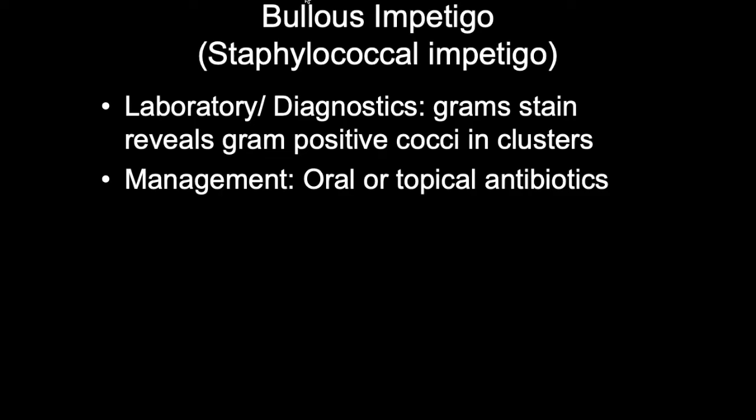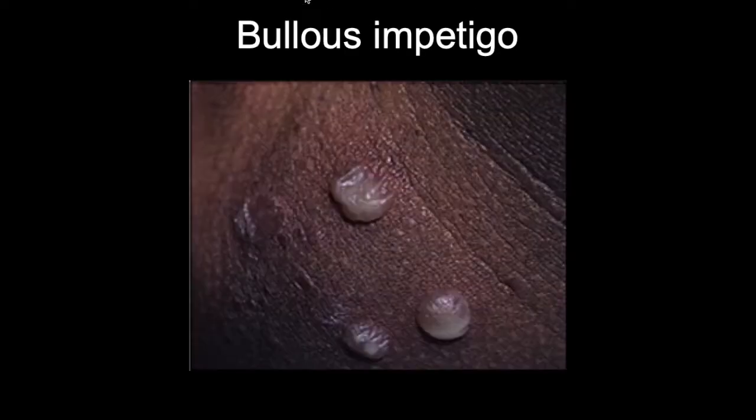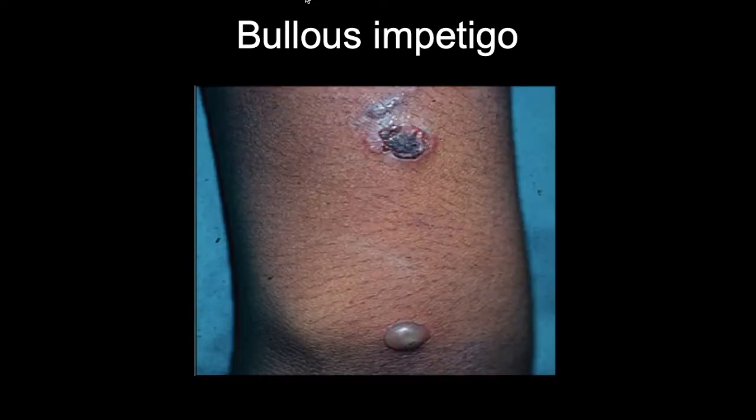Laboratory-wise, you can do the simple gram stain which will reveal gram-positive cocci in clusters. Antibiotics effective against Staphylococcus aureus will be the treatment of choice. Here are some pictures of bullous impetigo. Note the dark colored crust.